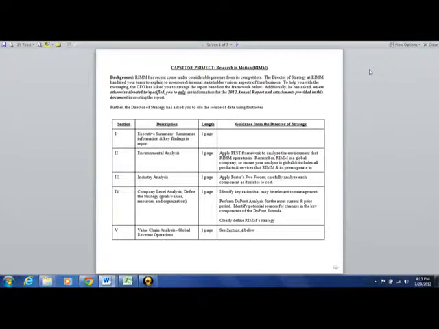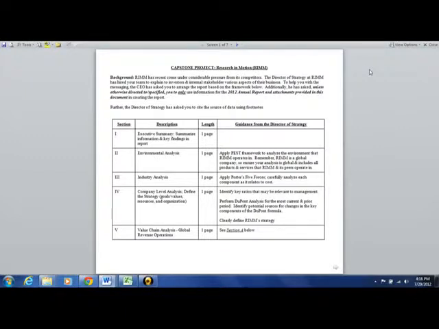So the director of strategy here has come in and asked you to help various investors and internal stakeholders with various aspects of the business. To help you, he's designed a framework here in terms of what the report should look like. So please submit it in a Word document, so no PowerPoints necessary, just a simple Word document.